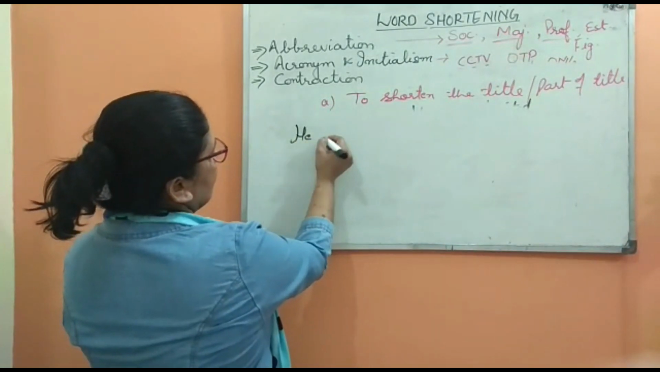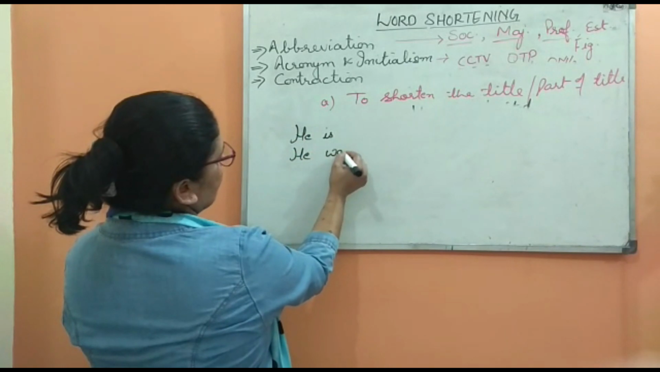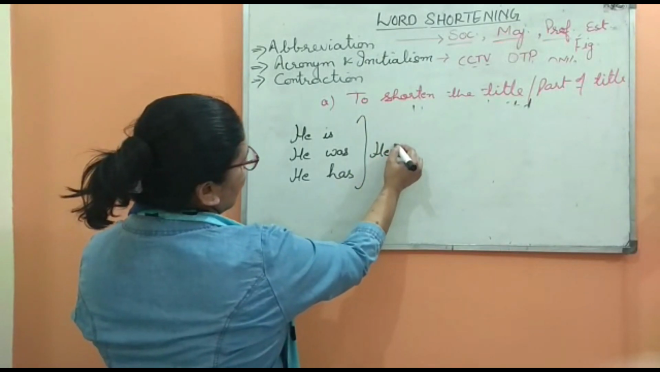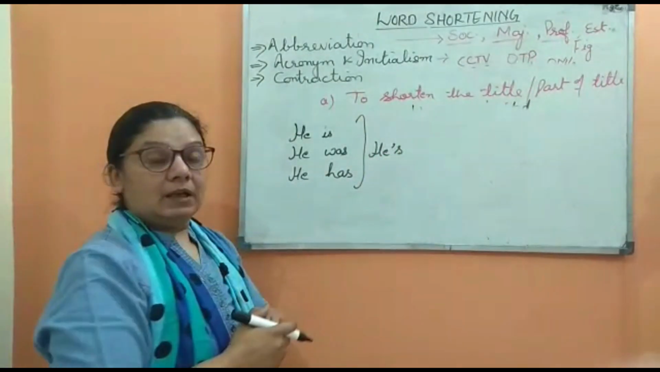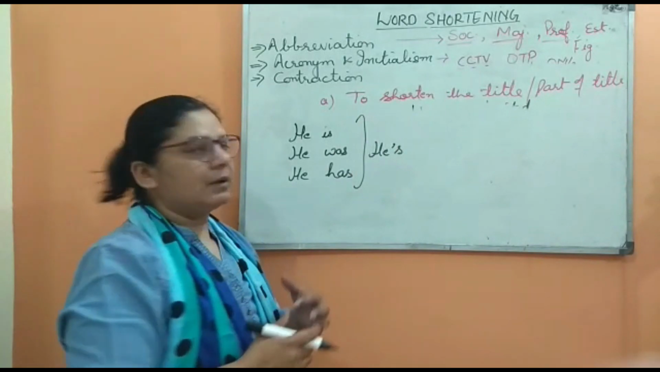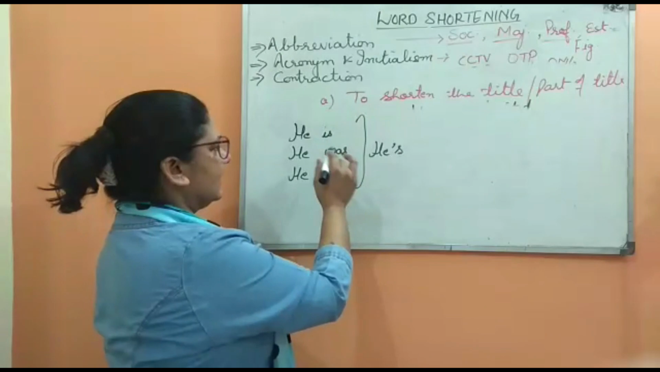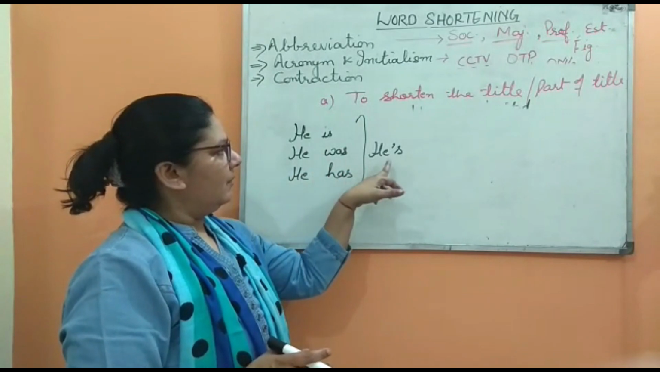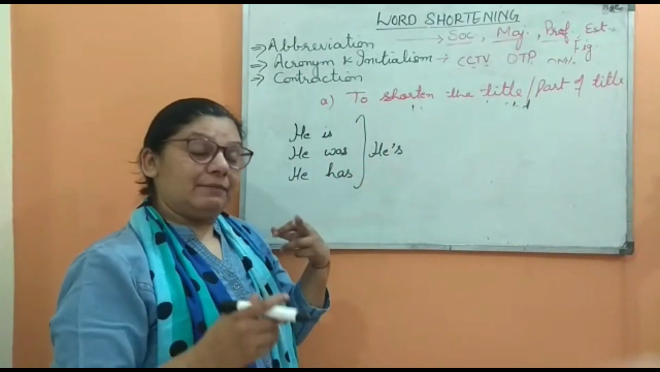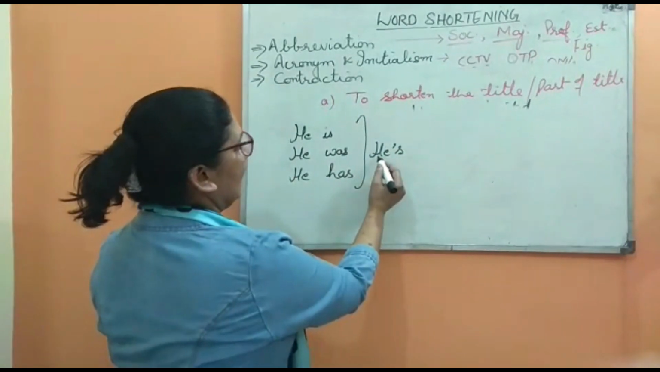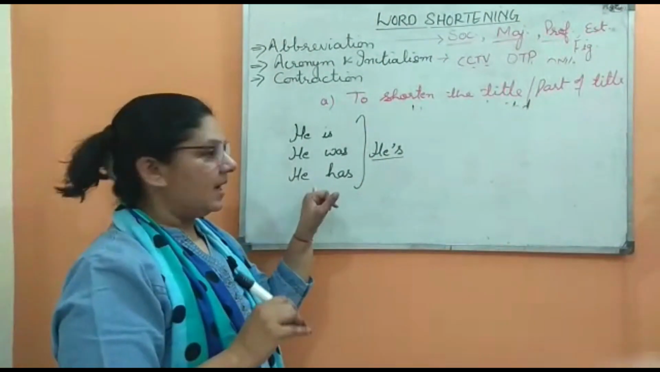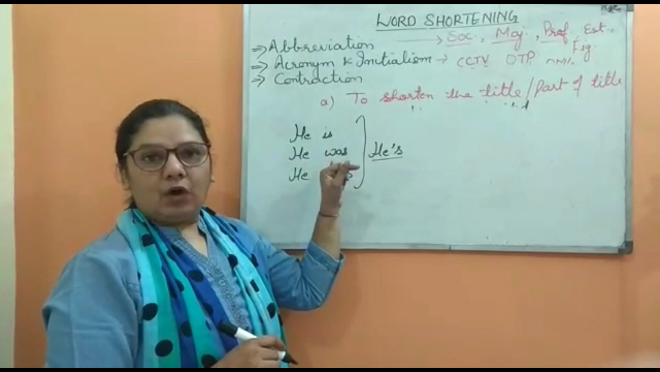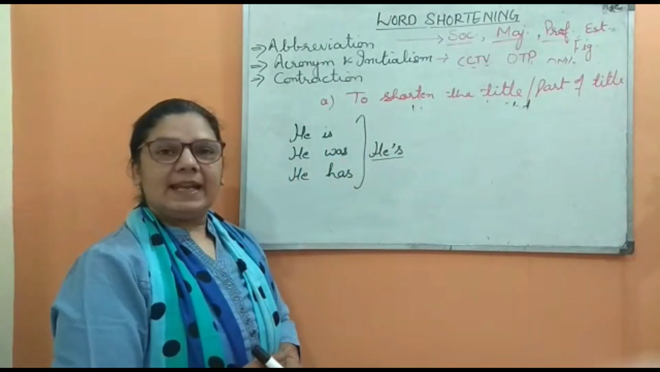He is, he was, or he has, all three would be contracted as he's. Now how to pronounce it? Because we are having tips on spoken English. So he is, he was, he has, all have different pronunciations. When in contracted form, we write only apostrophe s, but we have to use the same instinct: for his, he was, he has.